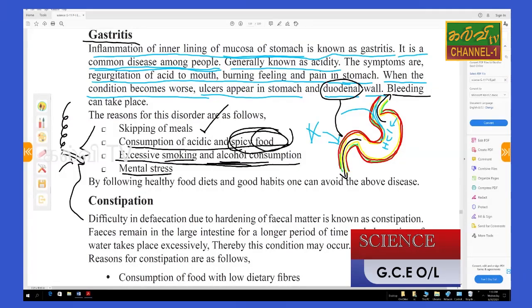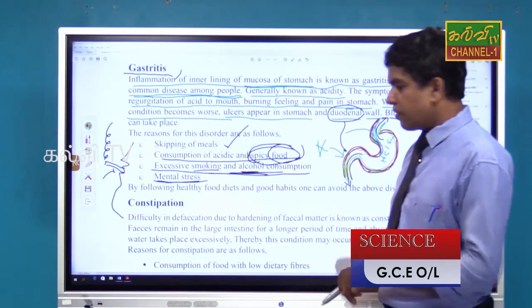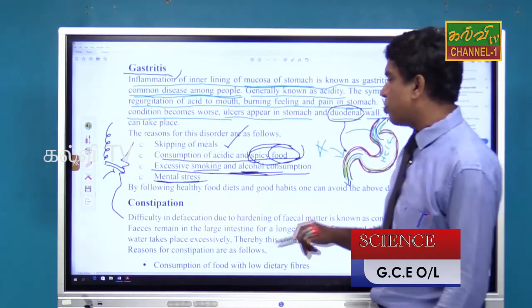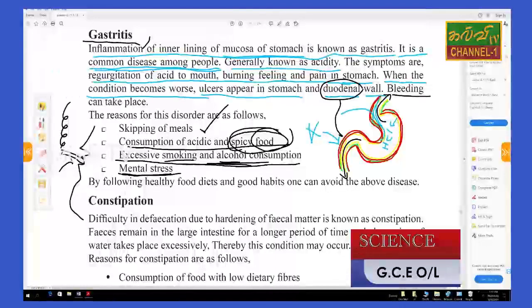And mental stress is also possible to cause gastric problems. Sometimes if someone has mental stress, it is possible to get gastric. Very important: when you study stress management, you can learn that mental stress is also possible to cause constipation.